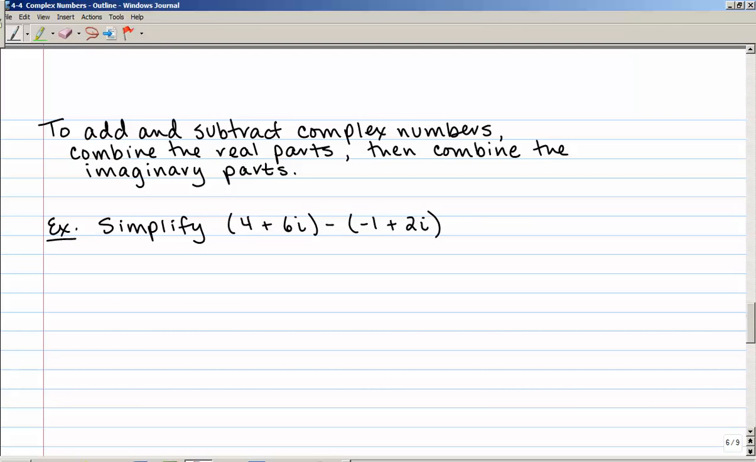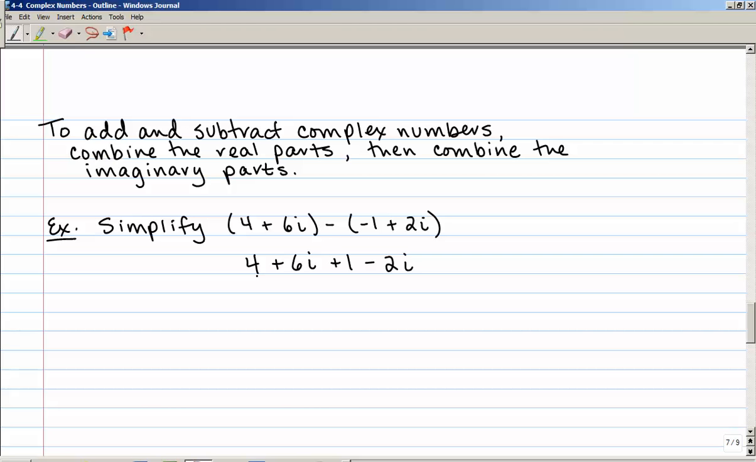Now, to add and subtract complex numbers, you want to combine the real parts and then combine the imaginary parts. So I have two complex numbers here, 4 plus 6i, and I'm subtracting from that the complex number -1 plus 2i. So I've got real imaginary minus real imaginary. So I'm going to take this negative and turn this into an addition problem and distribute that. So 4 plus 6i plus 1 minus 2i.